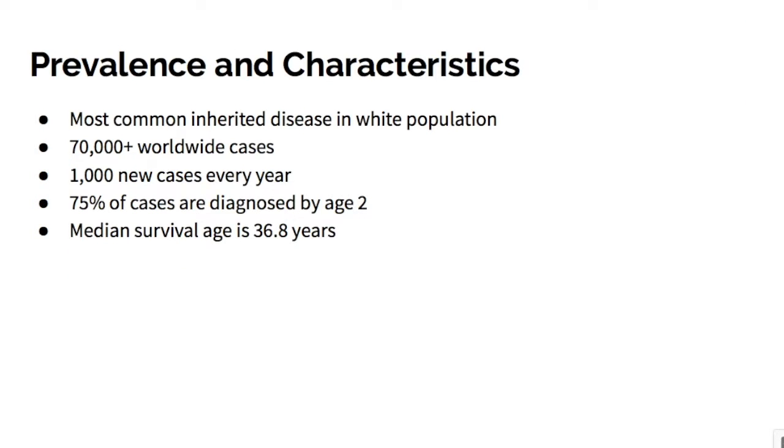So now let's discuss the prevalence and the characteristics of cystic fibrosis. More than 30,000 people worldwide are living with cystic fibrosis. Like it says on the screen, there's 70,000 plus worldwide cases. There's about 1,000 new cases every year, and about 75% of people with cystic fibrosis are diagnosed by age 2. And lung disease is the primary cause of death for about 80% of individuals with cystic fibrosis.